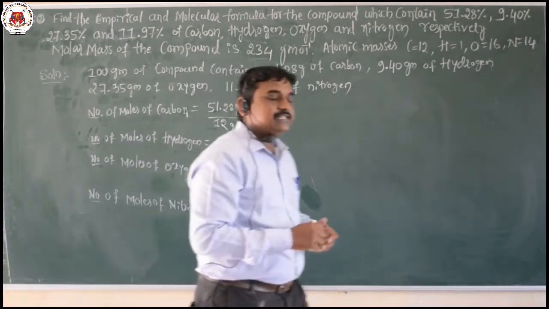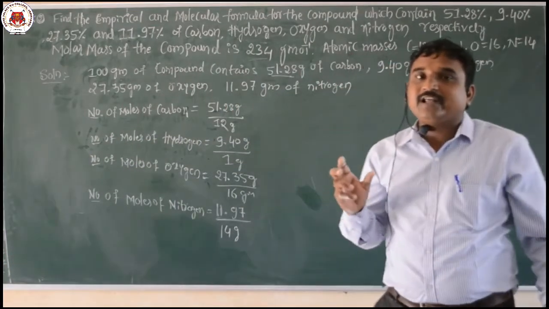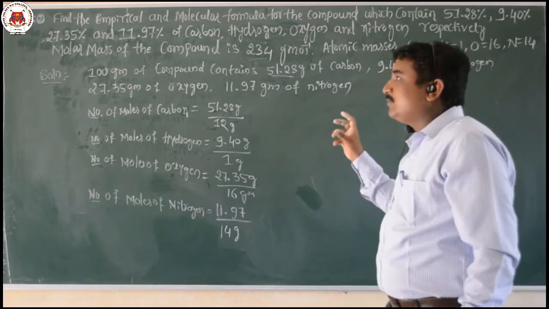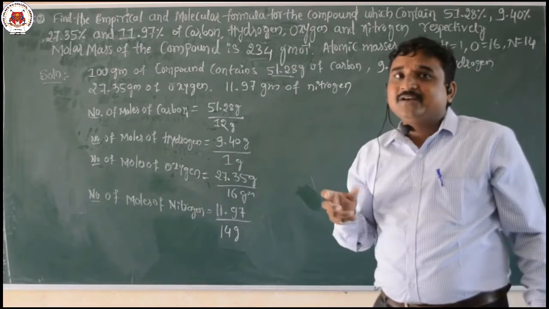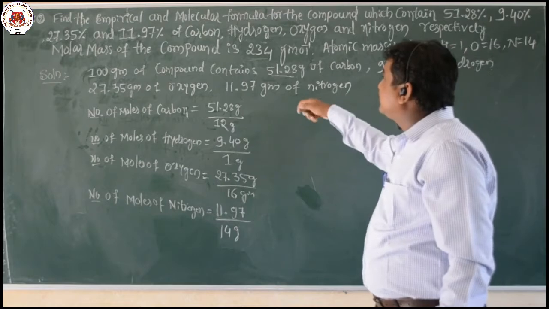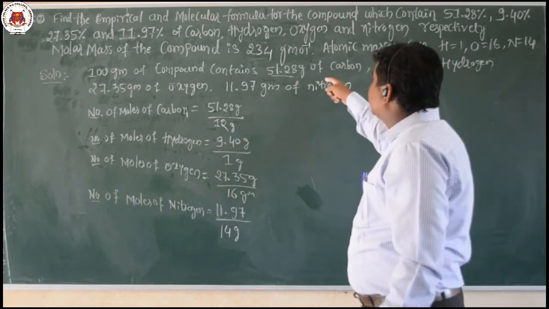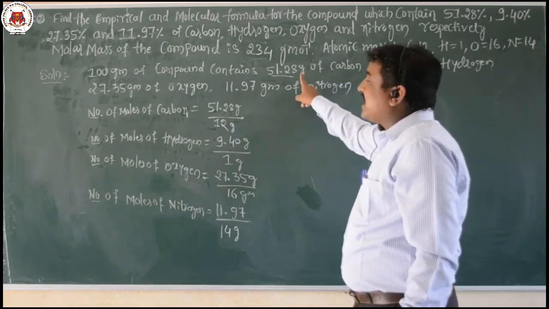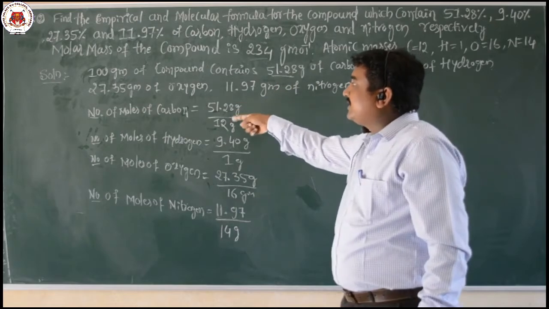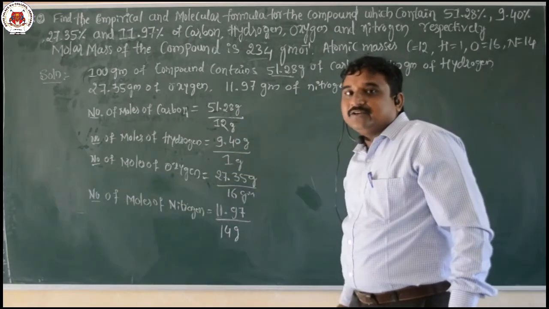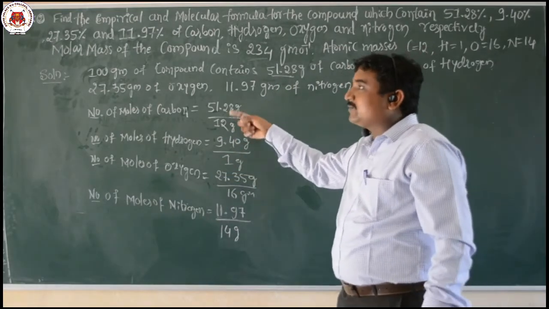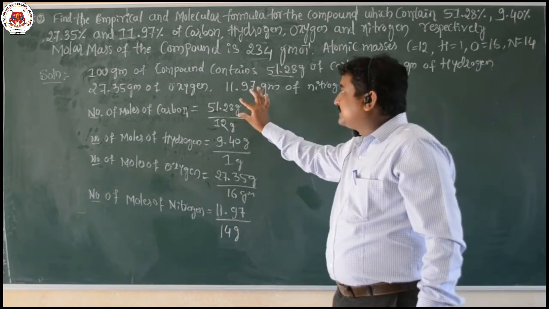Okay. So first thing, the given mass of the compound is given in the form of percentage. First you have to write it down in grams. So instead of the percentage you just need to write gram. After that you have to calculate the number of moles of each element, using the same method.